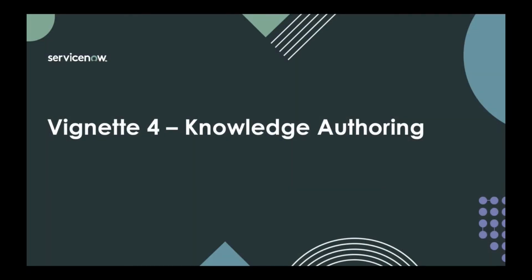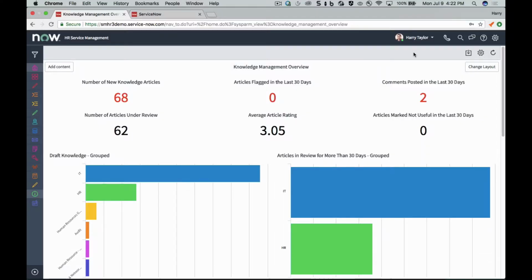This is a demo of vignette number 4, Knowledge Authoring. For this demo, we'll be using the persona of Harry Taylor, playing the role of a knowledge manager. So he received an email notification that one of the articles that he authored got a medium review, which is something that he could look at to make that article better.